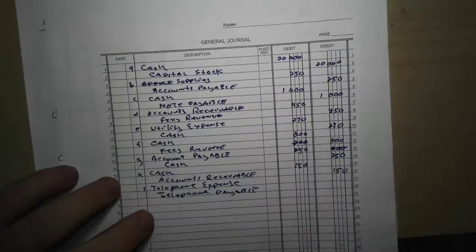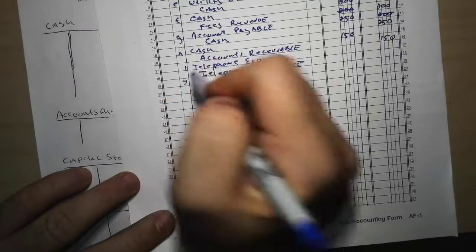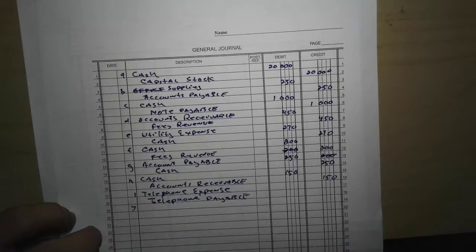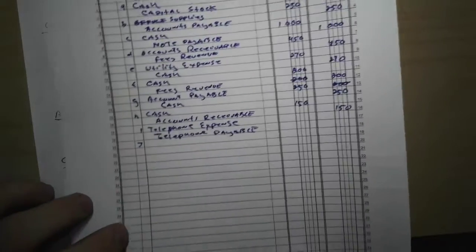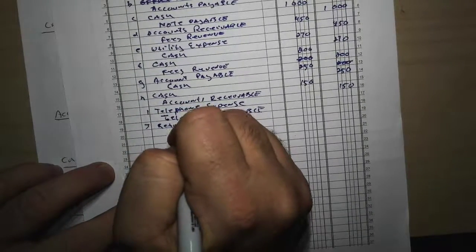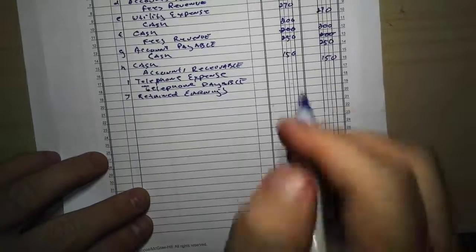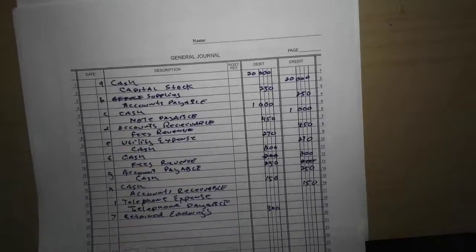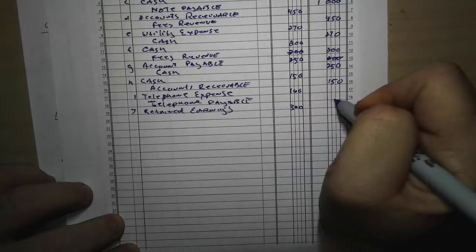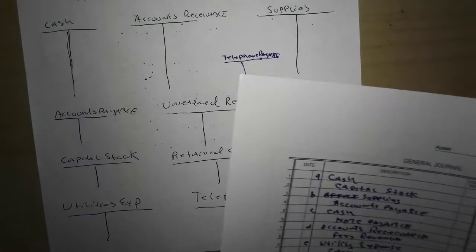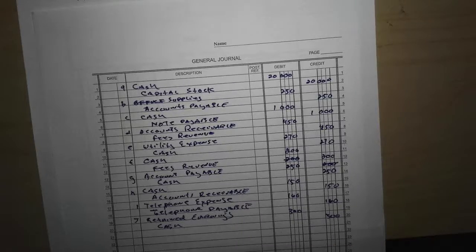Okay, declared and paid a $300 dividend to stockholders. Remember on this one, we're just going to use retained earnings as the account that we debit, because retained earnings is an equity account, so we can decrease its value if we pay dividends. So retained earnings, debit that for 300. I'm sorry, I forgot to write the amount in there for the telephone bill, so it's 160. And of course when we pay dividends, we pay cash, 300.